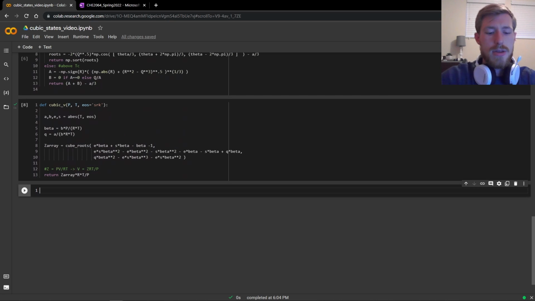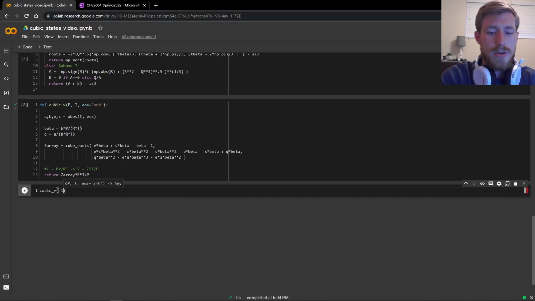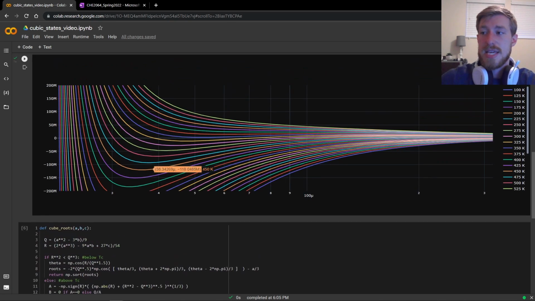So we'll try cubic underscore V, and we're going to run that with a pressure of around negative 150 e to the 6. Our temperature is going to be 425 in Kelvin, and our equation is SRK. If we run this, yep, we get 3 roots, because 425 is below the critical temperature, and it has that van der Waals dip that we expect to see on an isotherm curve below the critical point.